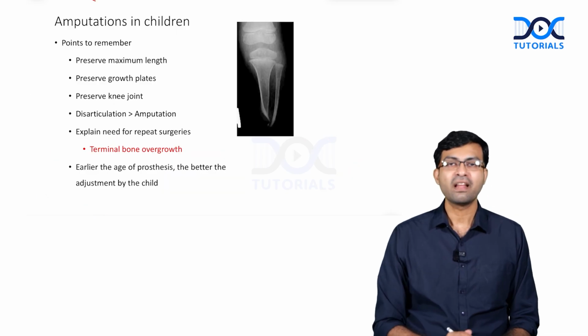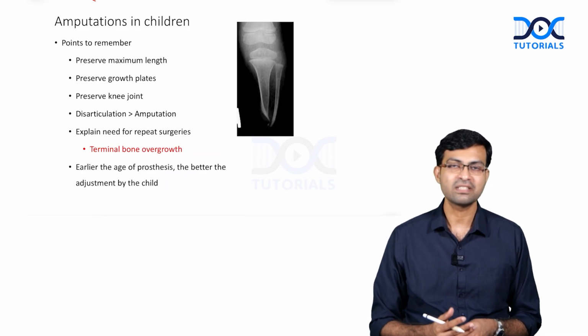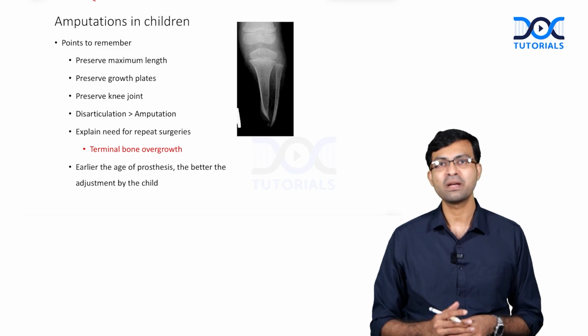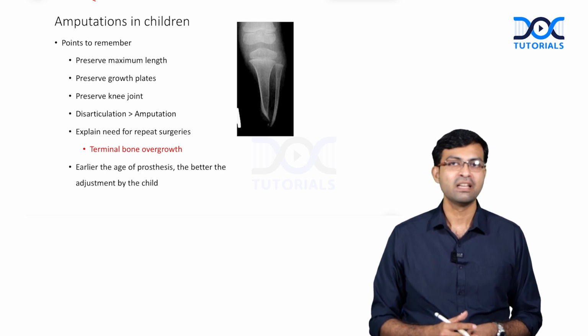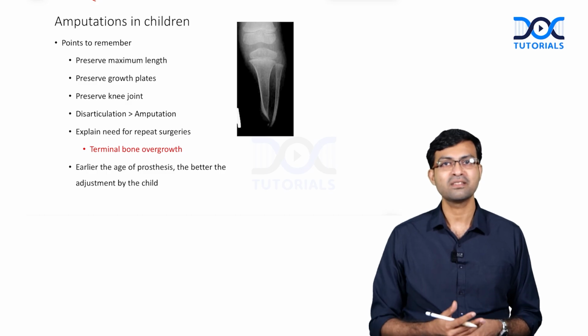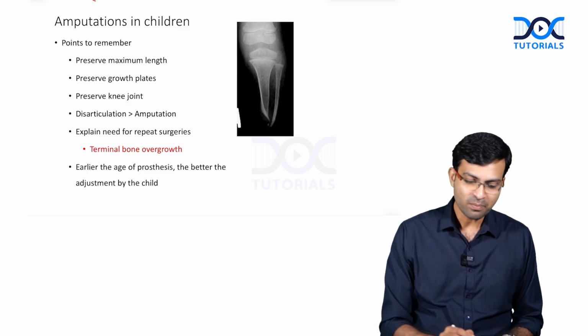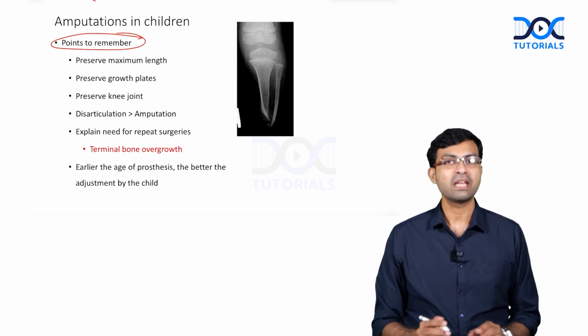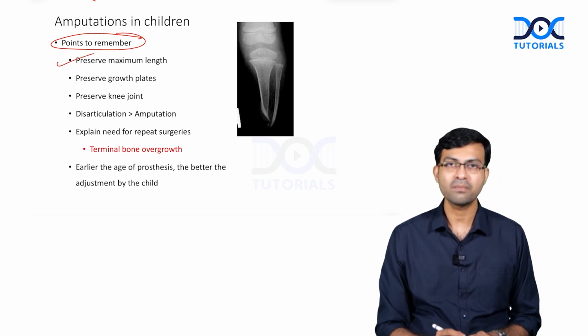Now, rarely in certain unfortunate situations, we may have to do amputations in a child. I remember when I was doing my PG, we had to do an above elbow amputation for a child with a neglected supracondylar fracture with gangrene. That is one of the painful experiences for me. Amputations in children are not pleasant at all. And there are certain points that you have to remember while doing amputation in a child. First and foremost, preserve the maximum length of the stump possible.